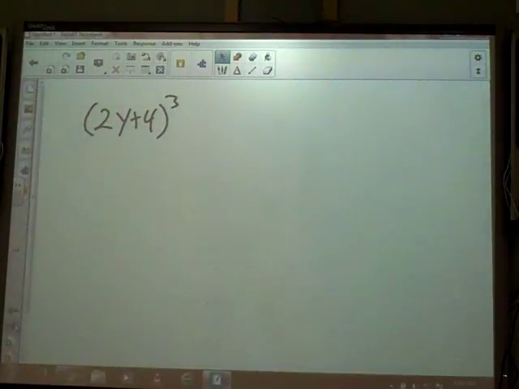Okay, when you add 8y plus 8y, it's 16y. It's adding, you don't worry about the exponent, only on multiplying.